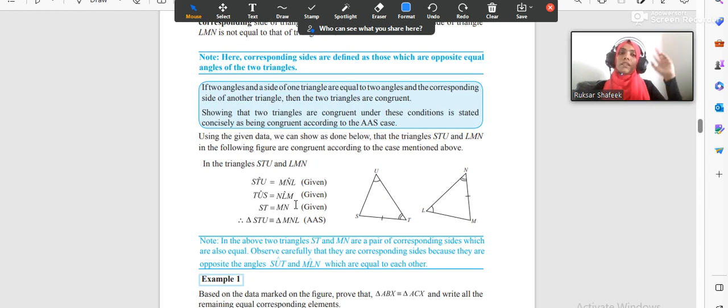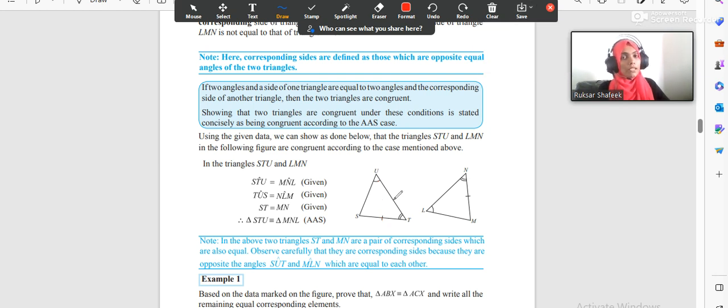In the previous case, we had two sides and one angle. Here we have two angles and one side. But another part that I need to specify is that we are not referring to an included side here. In that case we said included angle, but here the side is not included, but it has to be corresponding. Now, what does that exactly mean? If you look at this diagram, angle U is equal to angle L, angle T is equal to angle N, but ST is opposite to this particular angle, but not included between the two angles.